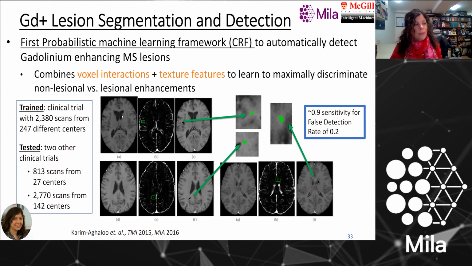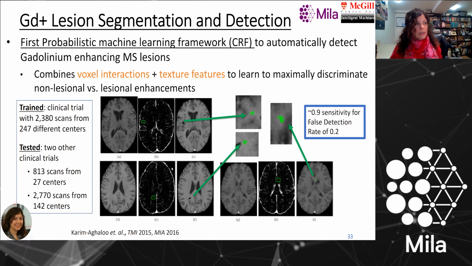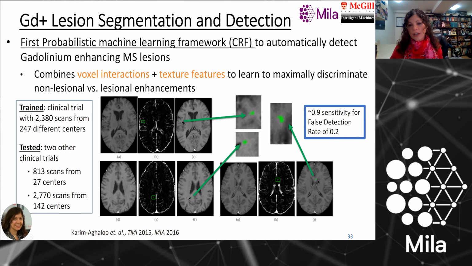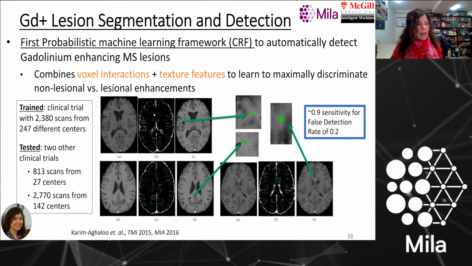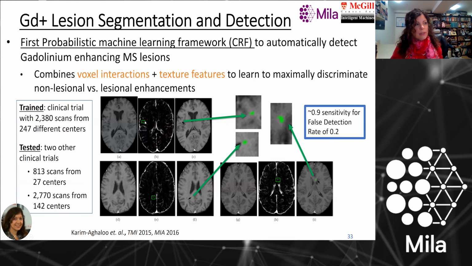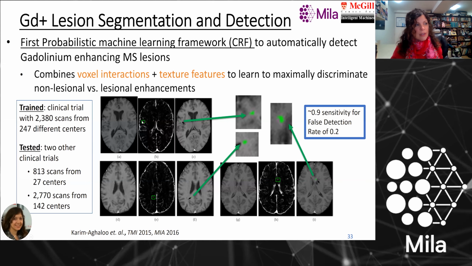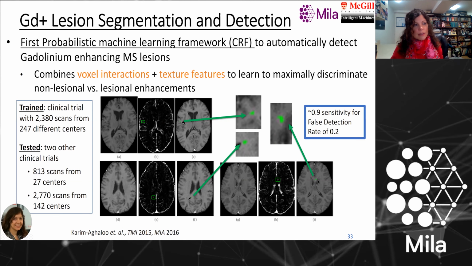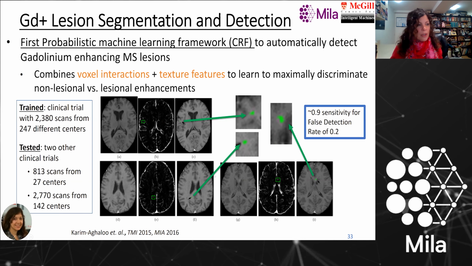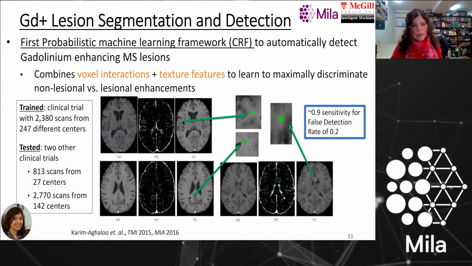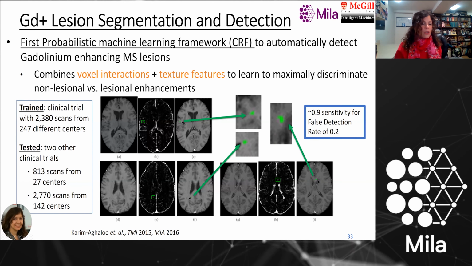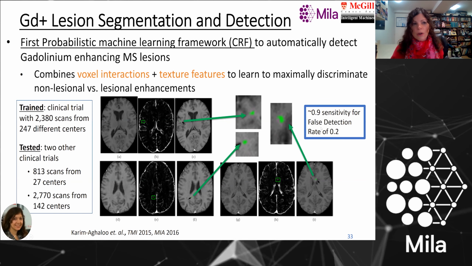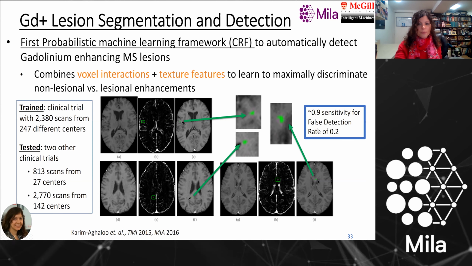So here you have the image. These are three different patient images, and in the middle are all of the enhancements after you inject the patient with a contrast agent. And among all of these enhancements, the only one that is actually due to the disease, this gadolinium enhanced lesion, is right over here. And our method was able to find this lesion. Here is a zoom in of what it looks like. And that's the case for each of these three different patient cases. So our result, in fact, had approximately 0.9 sensitivity for a false detection rate of around 0.2.